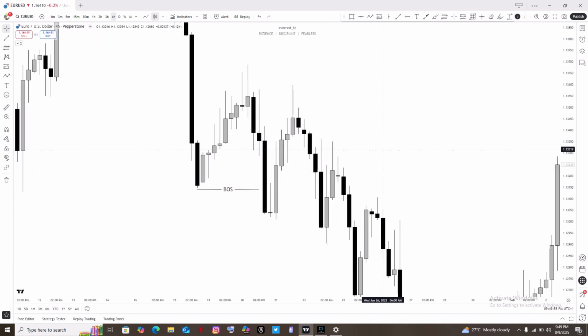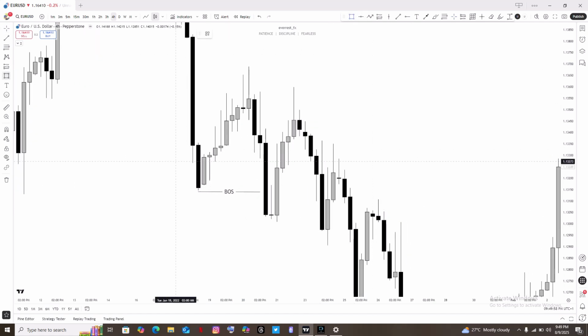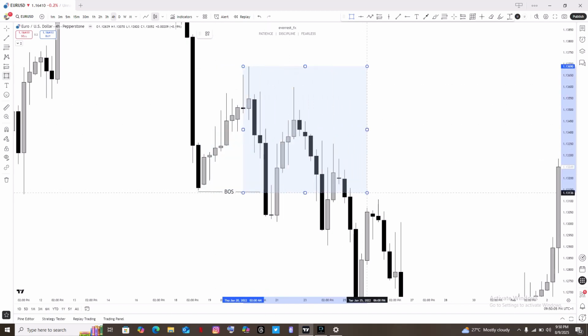This was a break of structure, right? Now where did this market break structure? Now this is a downtrend. You mark from the top to where the market broke structure. This was where the market broke structure. You mark it like this.